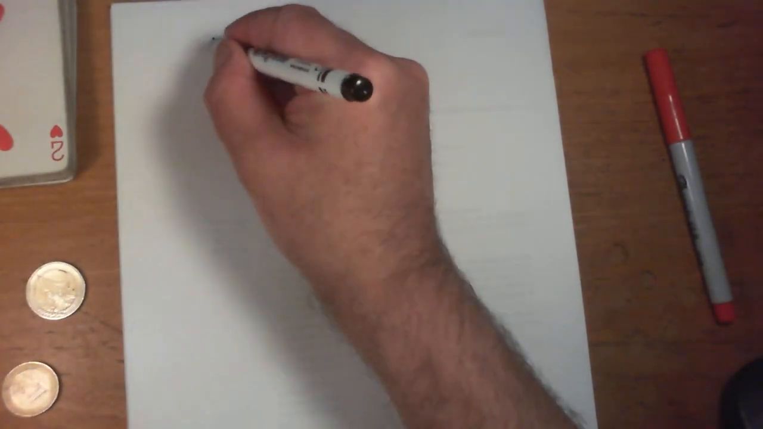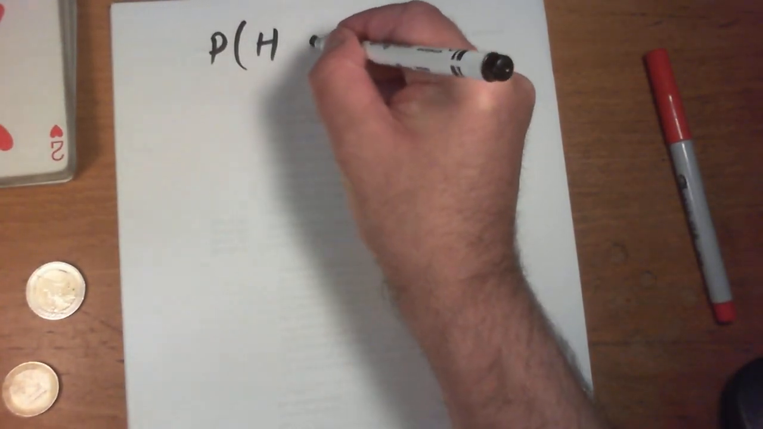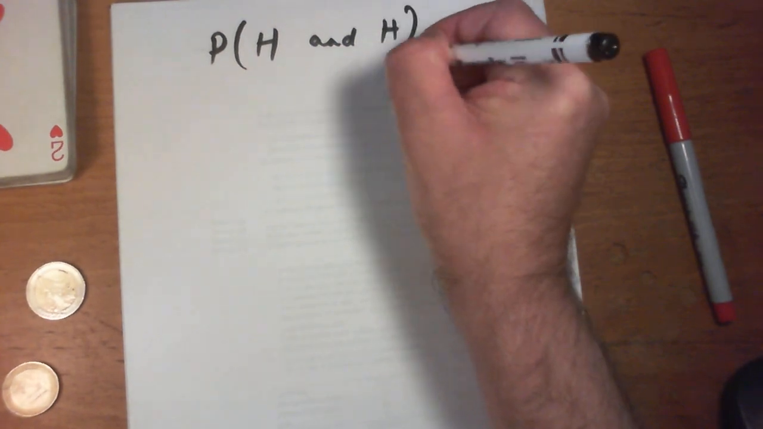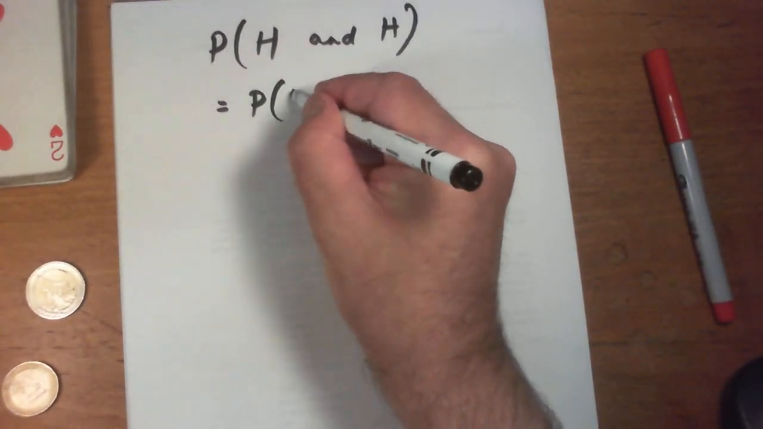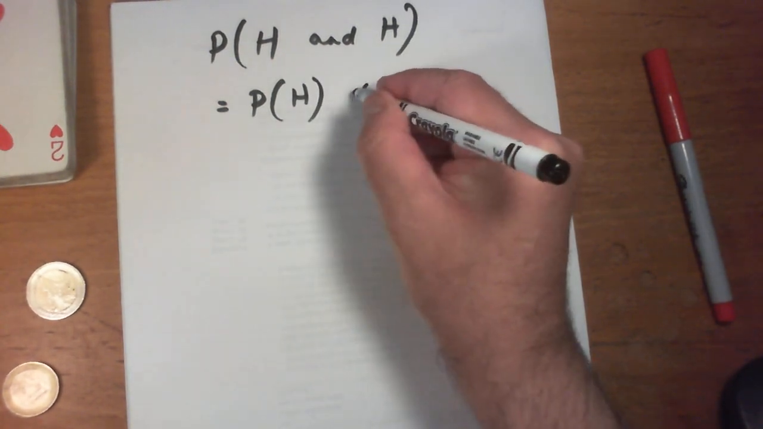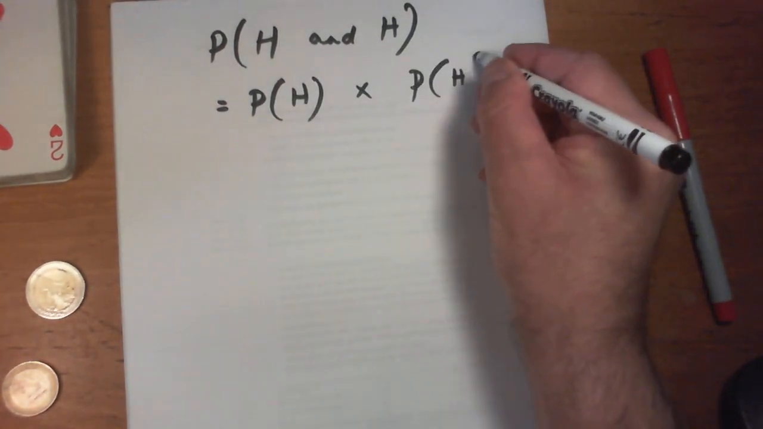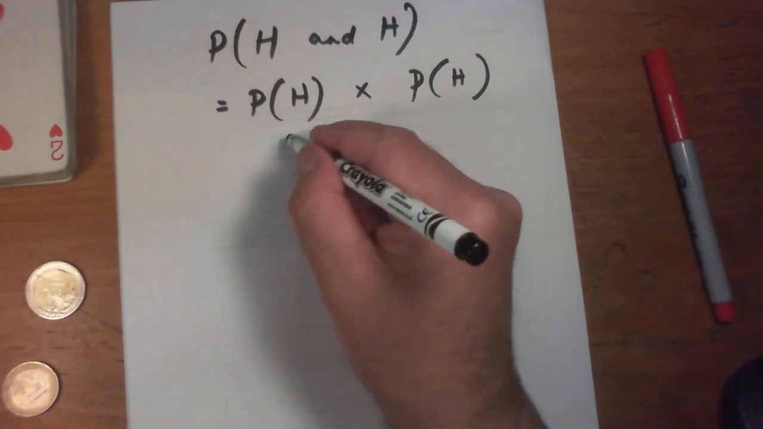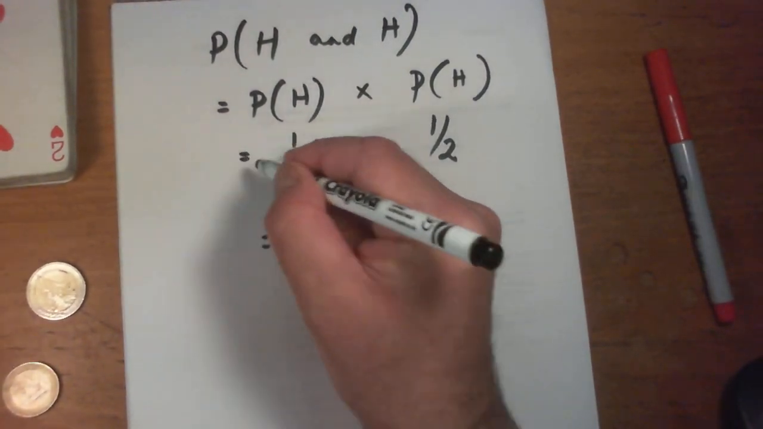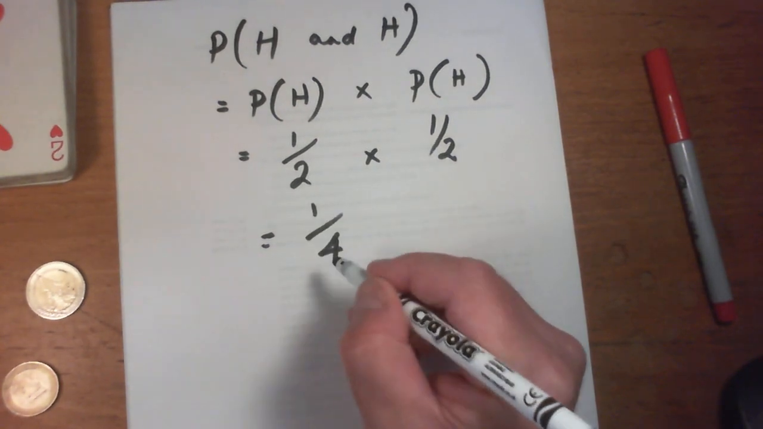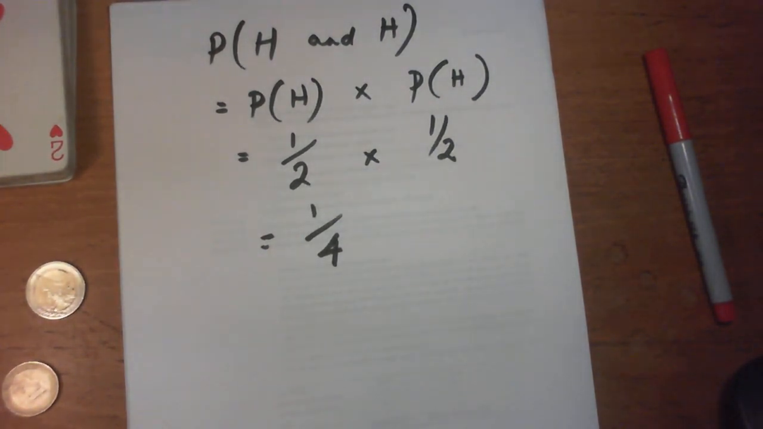So, what's the probability of a head and a head? Well, as I said before, I'll state the rule specifically. Probability of a head and a head equals the probability of a head multiplied by the probability of a head. So that's a half times a half equals a quarter. Okay. So you toss a coin twice, and the probability of getting two heads will be a quarter.